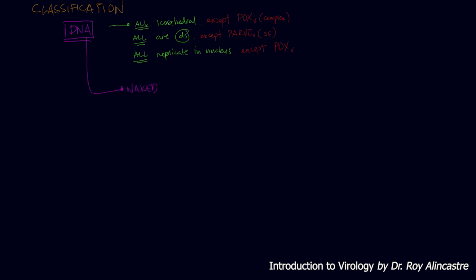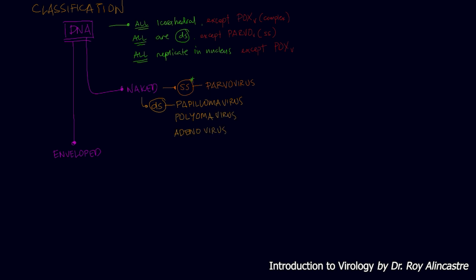Now, DNA viruses can either be naked or enveloped. For the naked DNA viruses, only one of them is single-stranded, the parvoviruses. The papillomavirus, polyomavirus, and adenoviruses are double-stranded naked DNA viruses. Now, for the enveloped, remember all of them are double-stranded and they can either be circular or linear. For the circular enveloped DNA viruses, we have the HEPA DNA virus, and for the linear, we have herpes viruses and the pox virus.